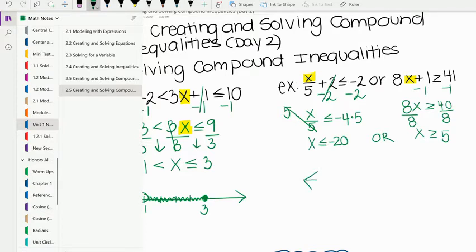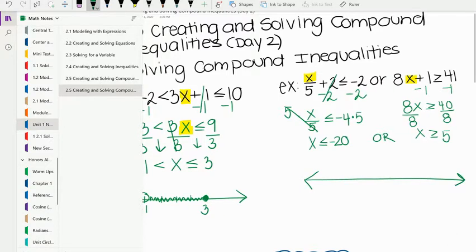So when I'm drawing this out, these numbers are kind of big, or I should say kind of small. So I'm just going to say this is -20, and we'll go by 5s. This would be -15, -10, -5, 0, and 5. So at -20, I want a closed circle, and at 5, I also want a closed circle. At -20, we know that it's less than or equal to -20. So I'm going to go ahead and shade everything smaller than -20. And at 5, we know it's greater than or equal to 5, so everything bigger than 5.